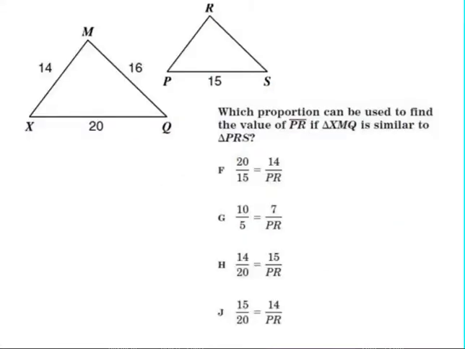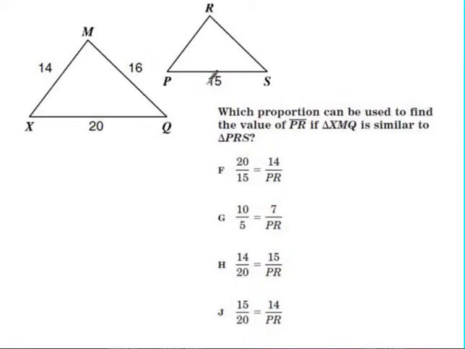Okay. Which proportion can be used to find the value of PR if the triangles are similar? So let's just go through each one of these and see which one seems consistent. That's the key thing with proportions. There's more than one way to set them up, but you need to be consistent. If I go from the left object to the right object, then I need to go from the left to the right. If I go from big to small, then I need to go big to small.